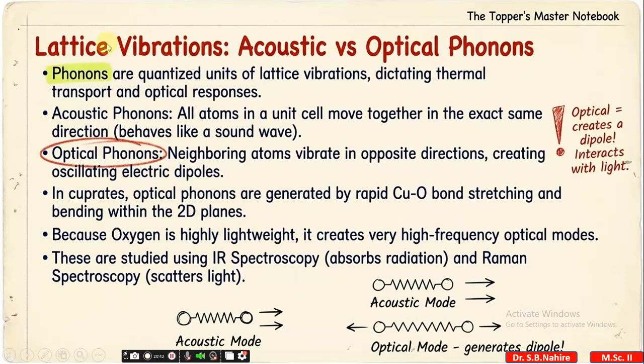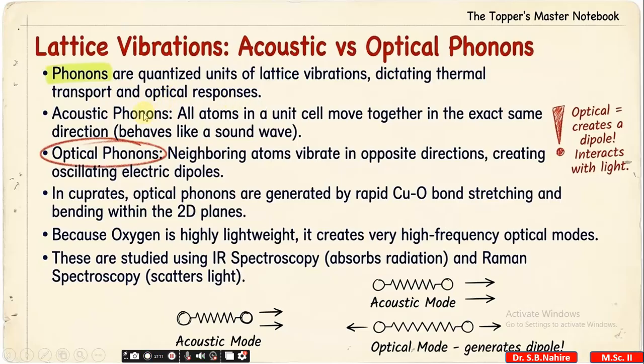Now let us understand an important concept. Lattice vibrations, specifically acoustic and optical phonons. First point. Phonons are quantized units of lattice vibrations. This means vibrations in a crystal are not continuous but occur in discrete energy packets called phonons. These phonons play an important role in thermal transport and also in optical properties of materials.